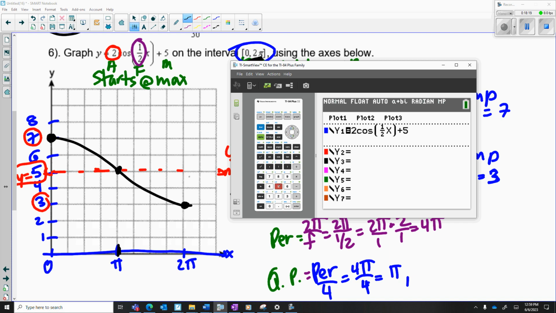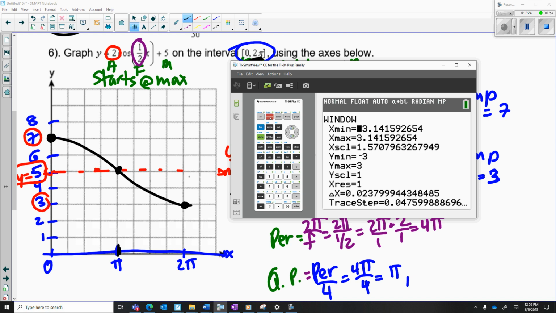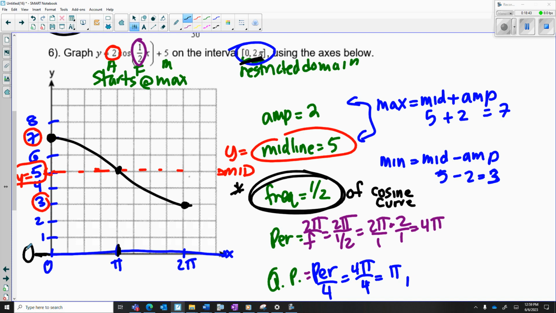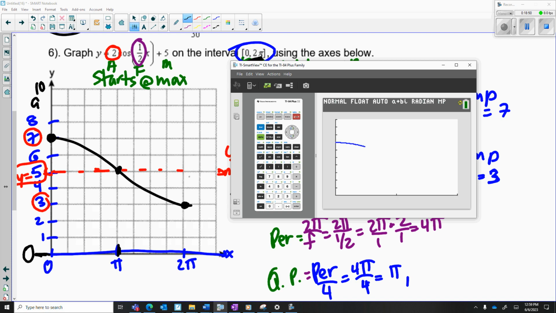Then press mode, and make sure you're in radian mode. Then press window, and make your x min 0, your x max 2 pi. If you want, you could make your x scale the quarter points, which is pi. For y min, you could do 0 because it looks like it starts here at 0, right? For y max, you can make it like 10 if you want to match this grid here. Then hit graph, and there you go. This is indeed the picture that I have graphed.